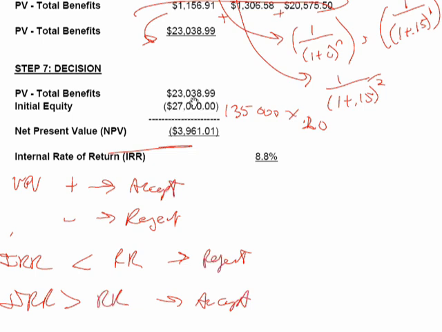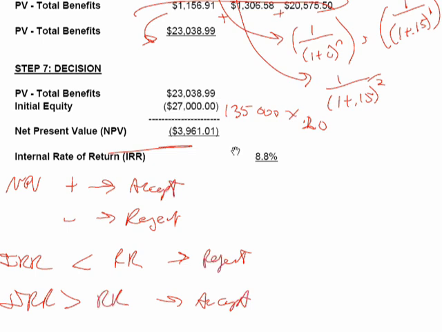Would you pay $27,000 for something of benefit of $23,000? No. Okay, the cost is higher than the benefit. So that's what we call a negative NPV investment. The net present value is $3,961.01, and that's a negative. All right, the sign is very important on the net present value because a negative means no. Okay, when the NPV is negative, we reject the investment. When it's zero or positive, we accept the investment.